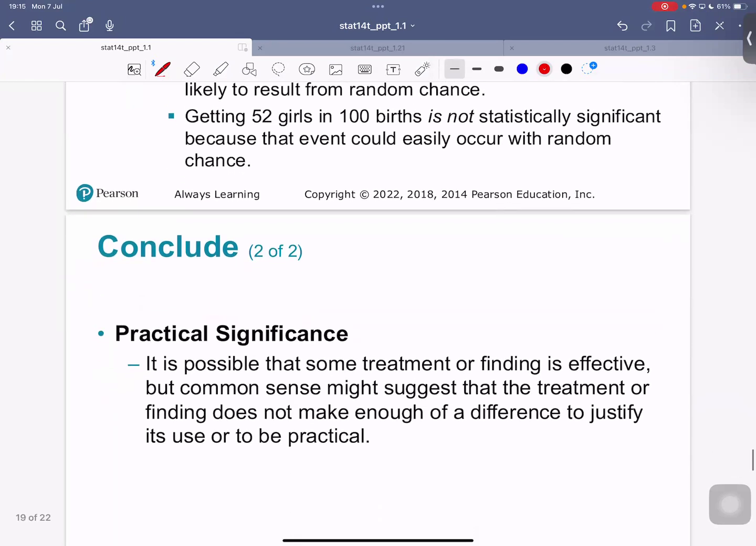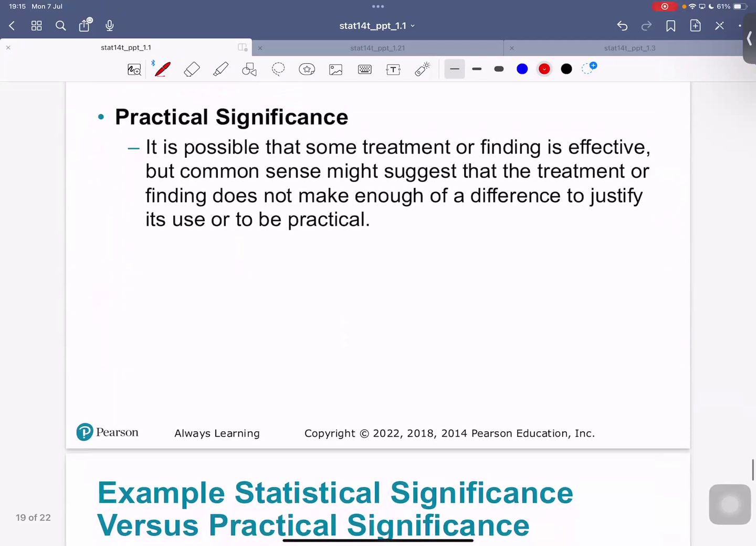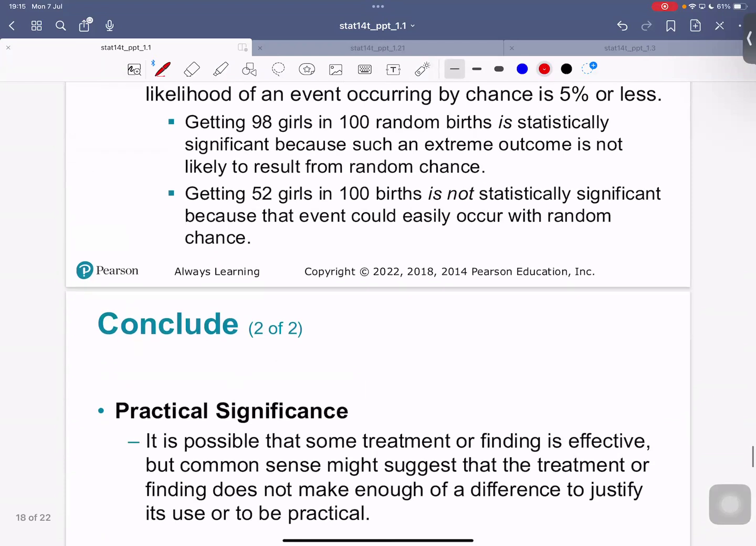Okay. So for practical significance, it is possible that some treatment or finding is effective, but common sense might suggest that the treatment or finding does not make enough of a difference to justify its use or to be practical. For example, like, so what is the difference between them?